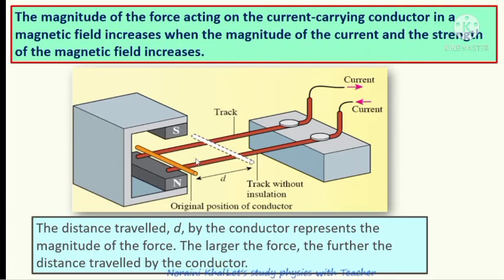How to measure the force that acts on the wire? We can measure the distance traveled d by the conductor. The larger the force produced, the further the distance traveled by the conductor. For this experiment, you can repeat by using different values of current. You can collect 5 sets of data and then plot a graph for distance traveled d against current. So in this case, distance traveled d represents the force that acts on the wire.